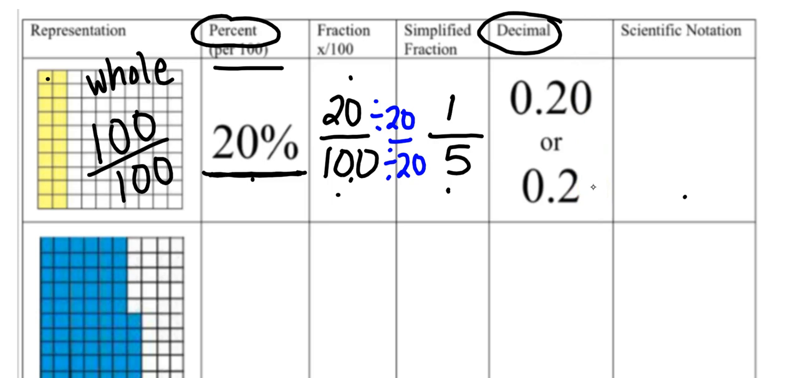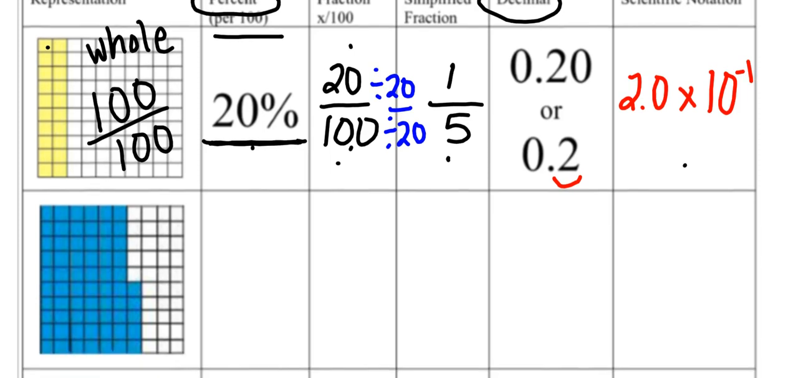All right, now for scientific notation, if you guys recall, this is good review. When we're writing a number in scientific notation, we are going to move our decimal point so that the number is between 1 and 10. So my coefficient for this would be 2 or 2.0. And since the number is less than 1, it's going to be a negative exponent. So this is 2.0 times 10 to the negative 1. All right, so I'd like you to go ahead and pause the video and try the next one.